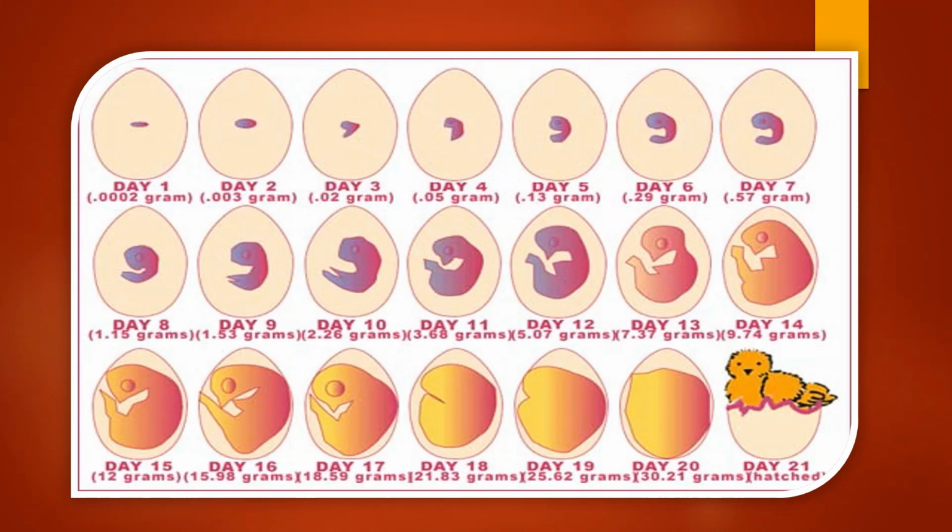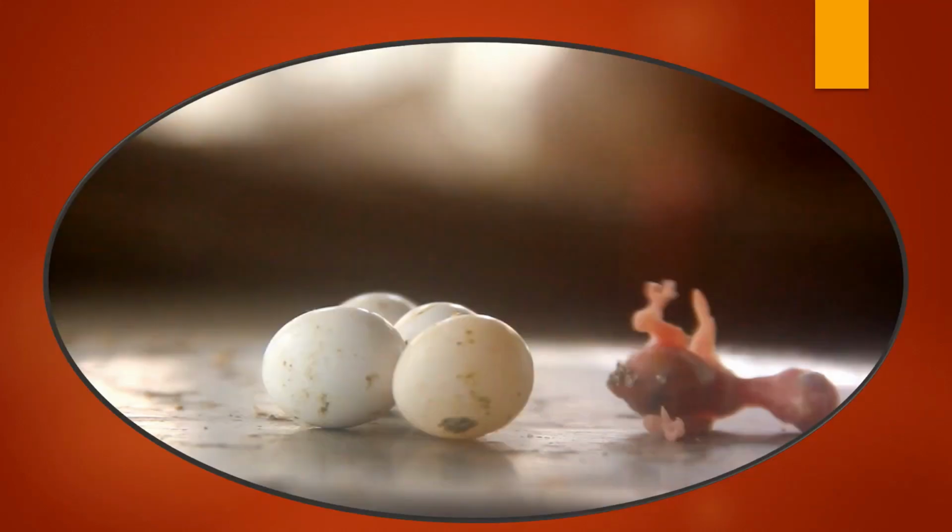The chicken lays egg. The chicken broods the egg for 21 days. On the 21st day, a hatchling breaks out of the egg. This is the hatchling.